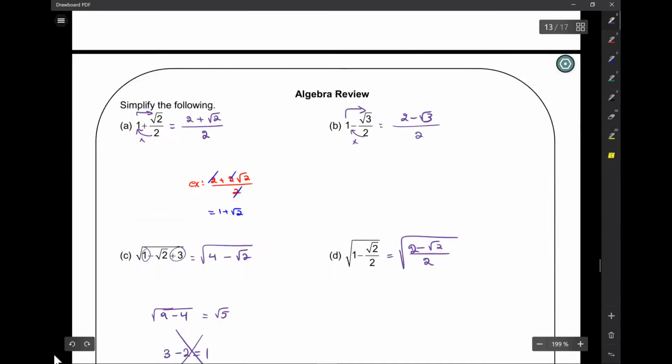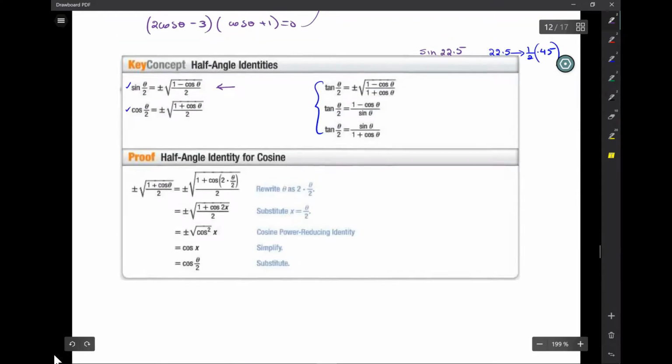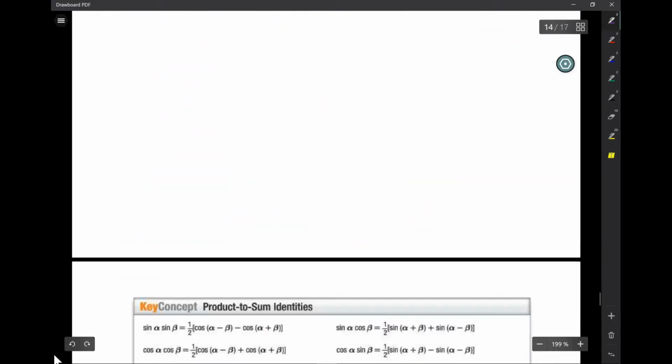So now, we go to tangent of half angles. You can use any one of these, right? They'll all work. All right? Why don't we use the second one? 1 minus cosine over sine.